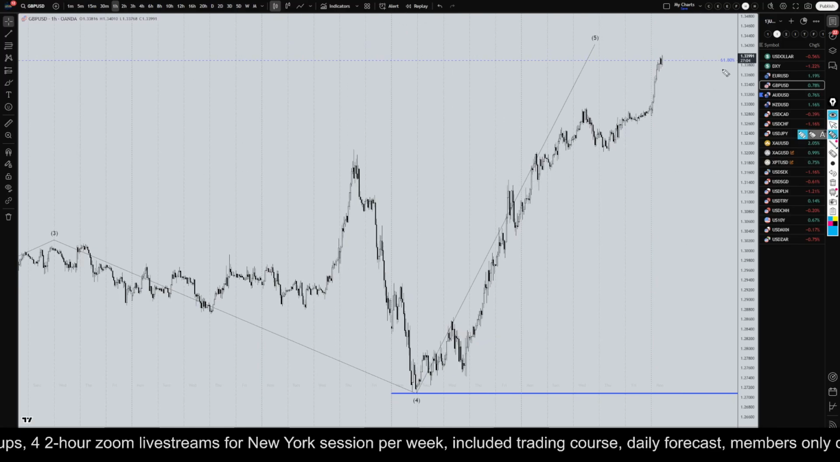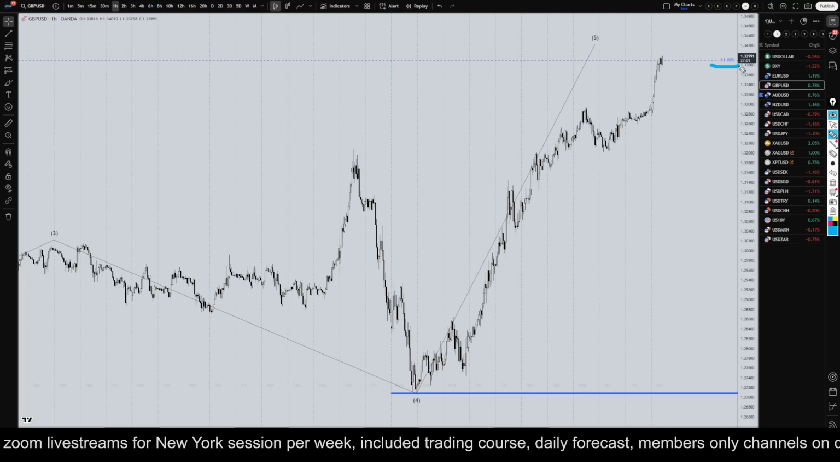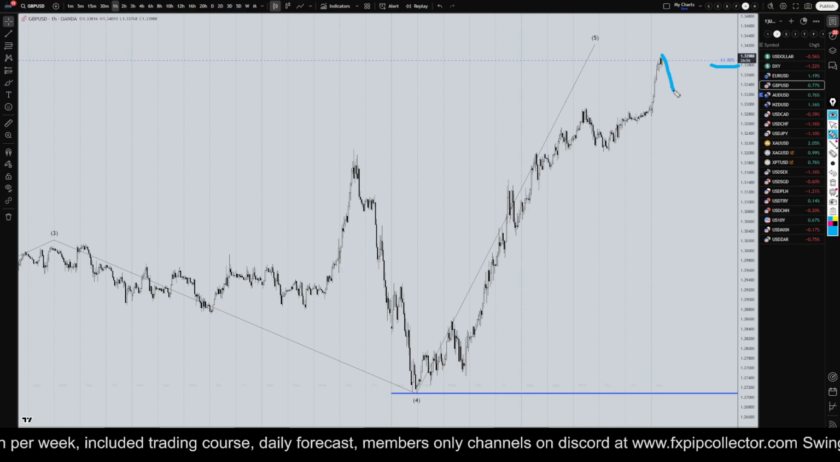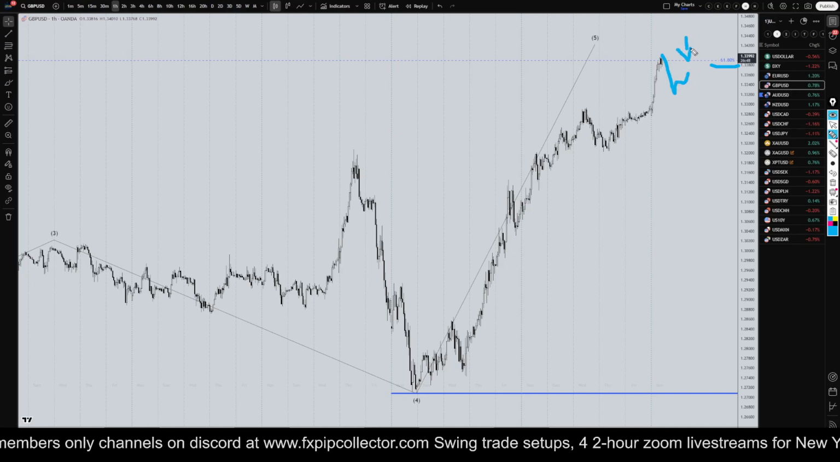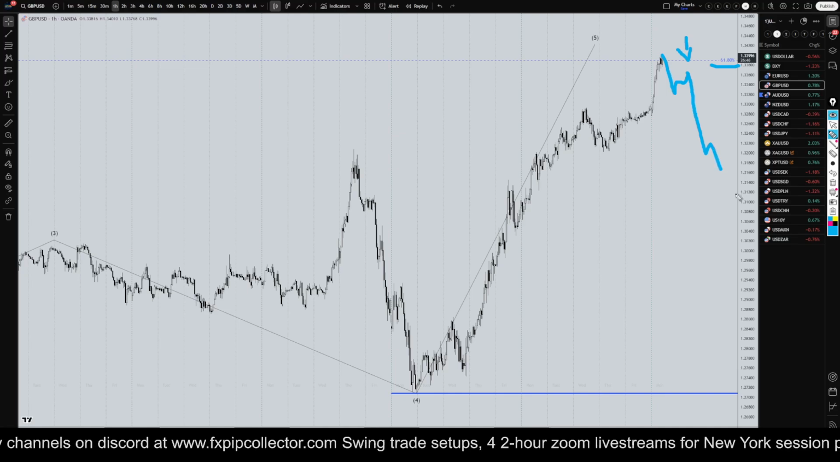Now, we could possibly get an area of resistance right here. This is the 61% Fibonacci extension. It could be an area of resistance. So if price does make a dramatic turn, it would have to be a very dramatic turn for me to turn bearish. But if it does, and it makes some sort of a pullback, then I guess you could try to go short on the pullback to see what it turns into.